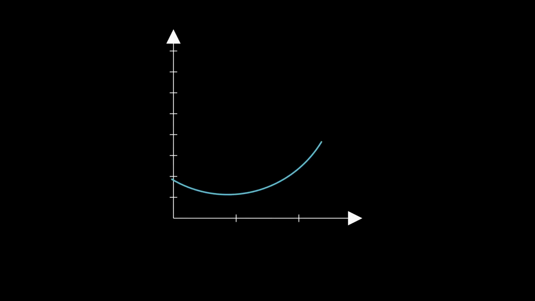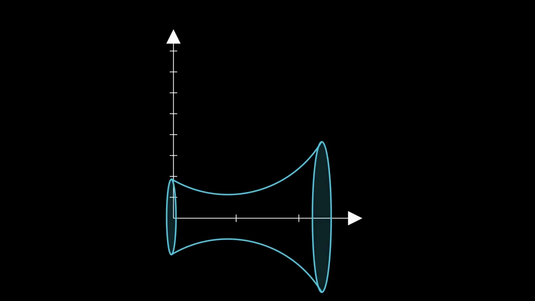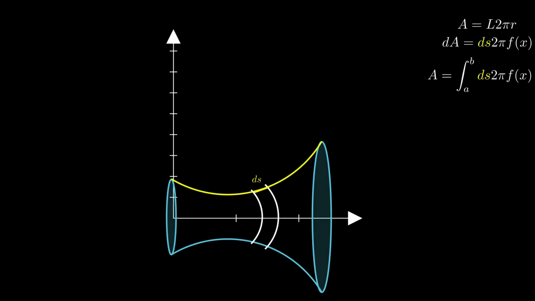Next, imagine we have a function. If we rotate this function around the axis, we get a frustum. But now imagine a tiny frustum with side length ds. But remember, the surface area of a frustum is 2πrl. In our tiny frustum, the side length l is ds, and the radius is just f of x. So if we integrate all of those tiny frustums, we get the total surface area. But remember, ds is a tiny chord that we express in terms of the derivative of the function.